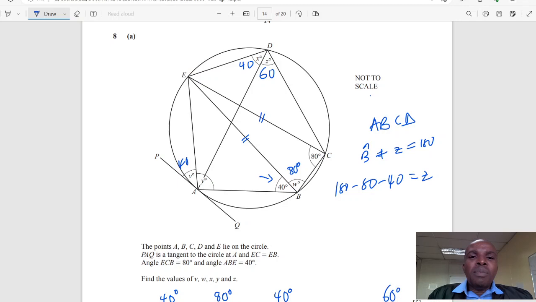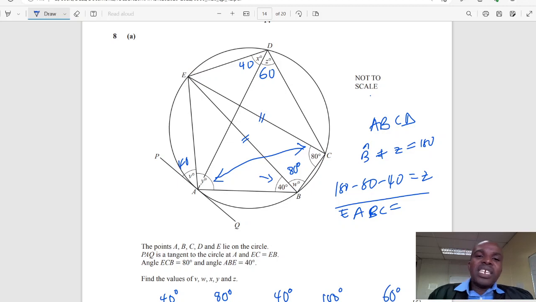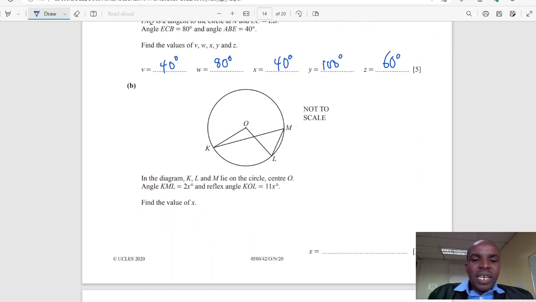Then I'm left to find Y. If you check cyclic quadrilateral EABC, EABC is a cyclic quadrilateral actually, which means 80 plus this angle Y, these two angles are opposite, they add up to 180 degrees. So Y is 180 minus 80, so it's 100 degrees. Just like that.